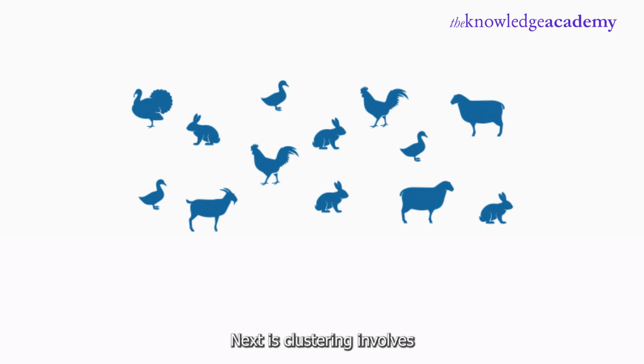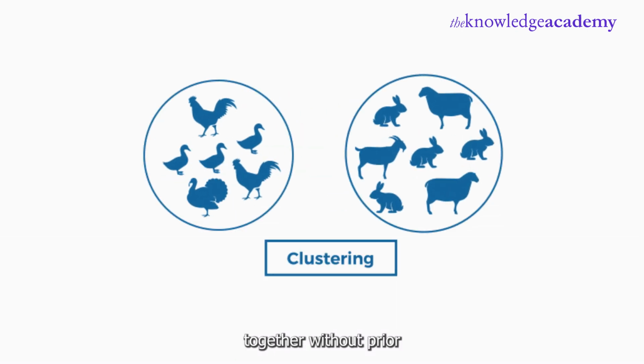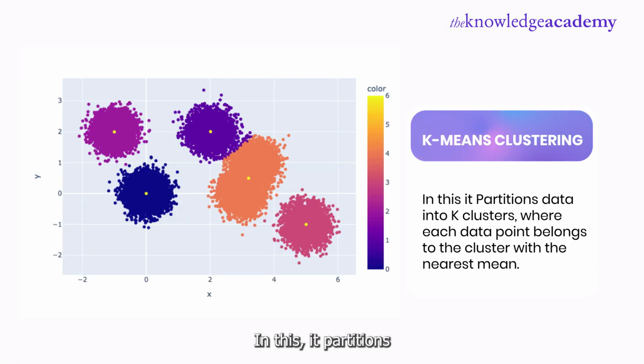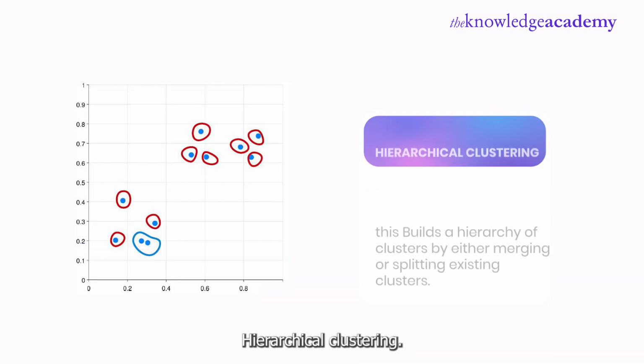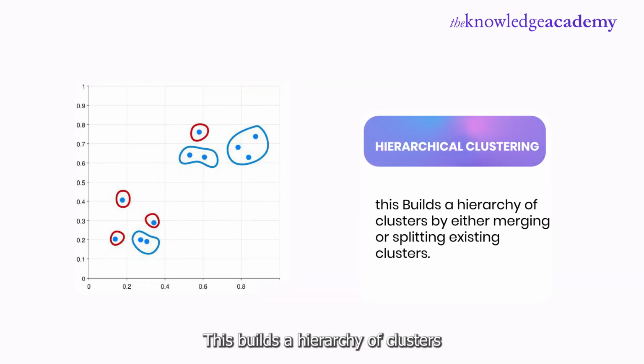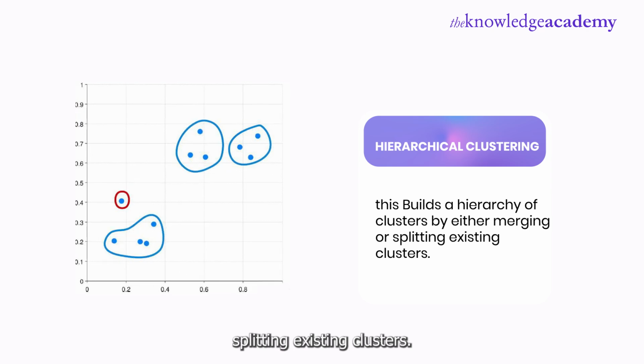Next is clustering, which involves grouping similar data points together without prior knowledge of the group definitions. Clustering models include K-means clustering. In this, it partitions data into K clusters, where each data point belongs to the cluster with the nearest mean. Hierarchical clustering builds a hierarchy of clusters by either merging or splitting existing clusters.